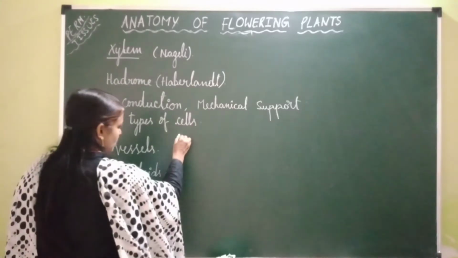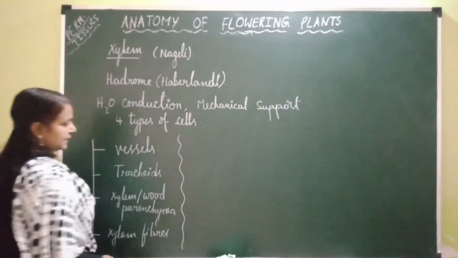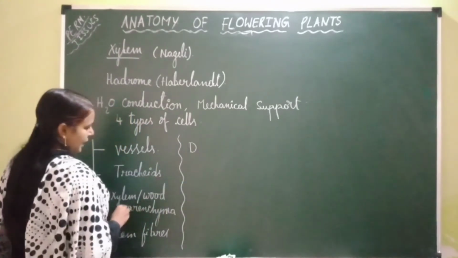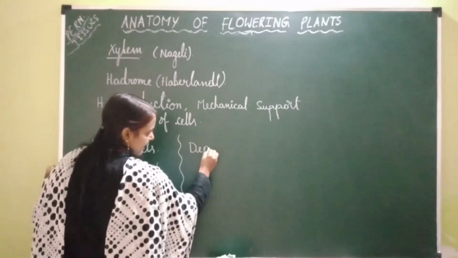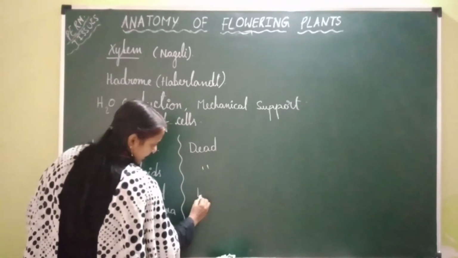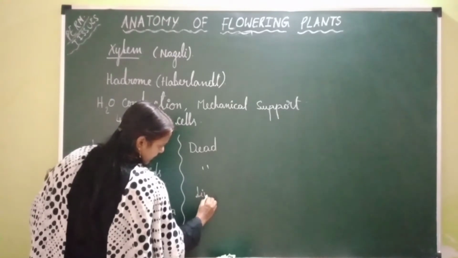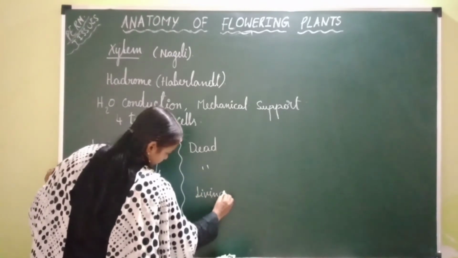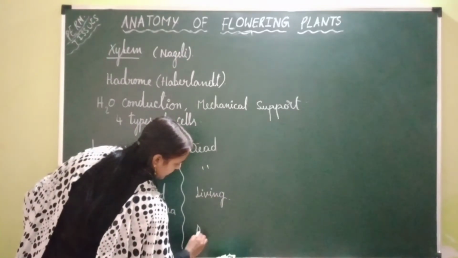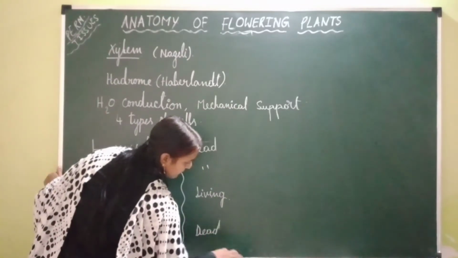Now let's make the comparative study of these 4 components of the xylem with respect to some basic features. Vessels are dead cells at maturity, and tracheids are also dead cells at maturity. Xylem parenchyma consists of living cells even at maturity. And xylem fibers are again dead cells at maturity.